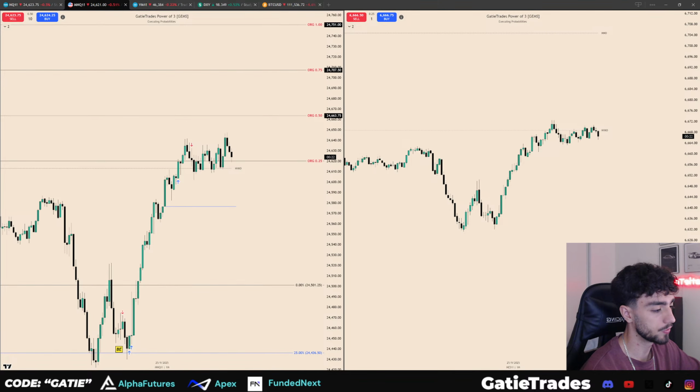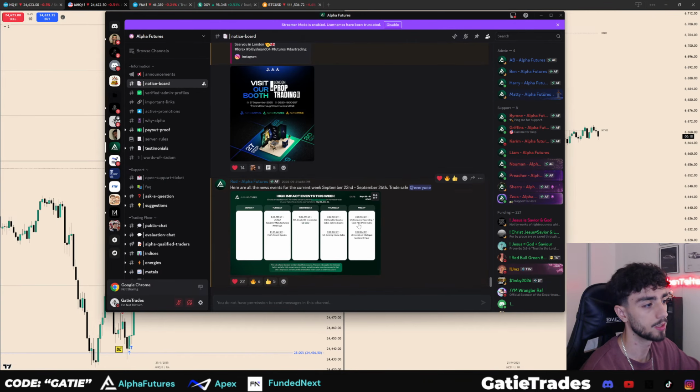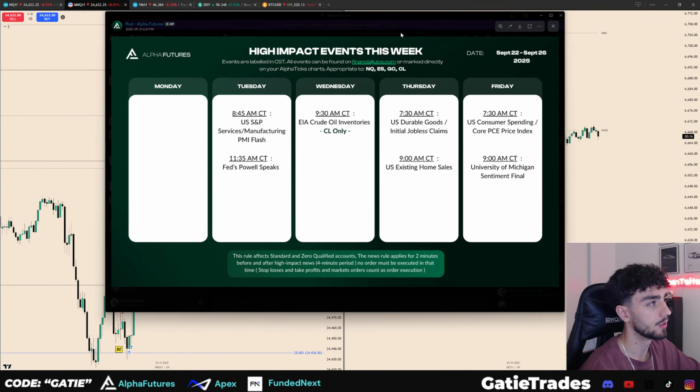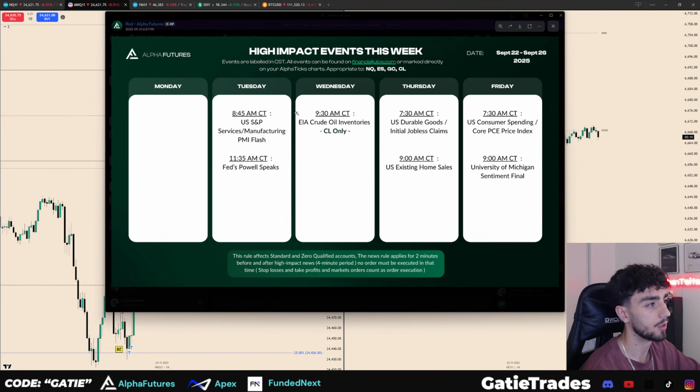It was only orange folder. Look, I even told you guys. If you don't know, it says it right here. They post every time they post here. All the news that counts as red folder. This rule affects standard and zero qualified accounts. The news rule applies for 2 minutes before and after high impact news. No order must be executed in that time. Stop losses and take profits and market orders count as order execution.